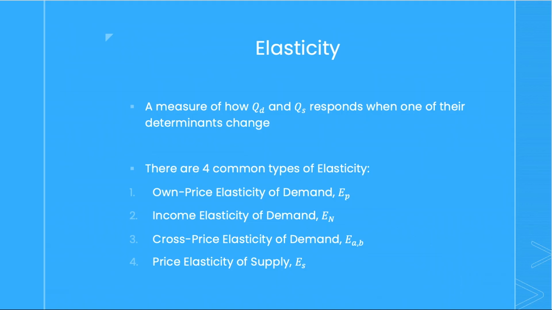Own price elasticity of demand, which is typically noted E subscript P or E sub P. Income elasticity of demand, E subscript N or E sub N. Cross price elasticity of demand, which is E sub A comma B, and price elasticity of supply, which is E sub S. Now let's get into what each of these mean.